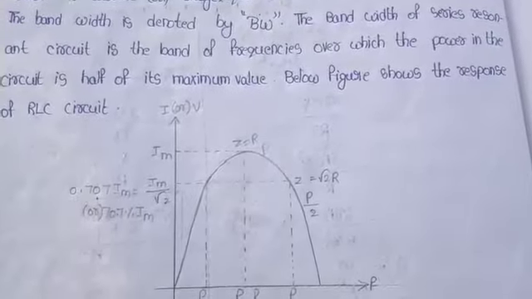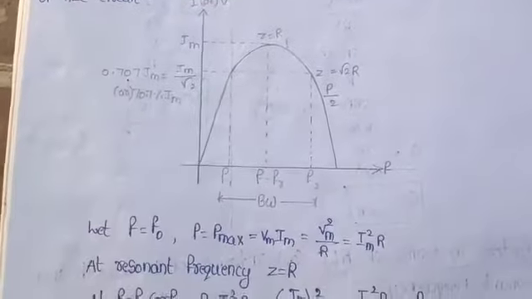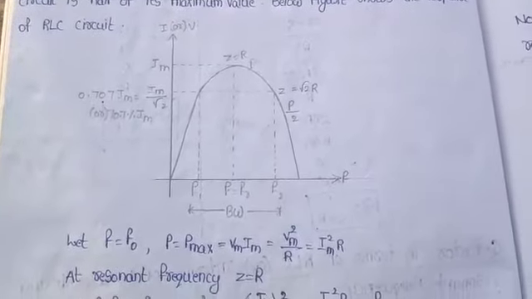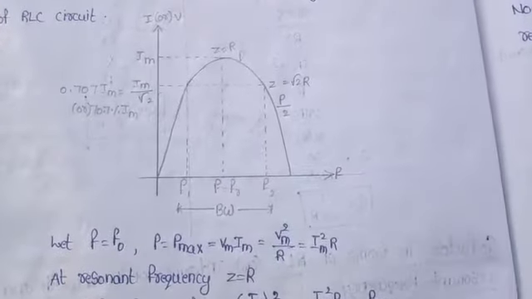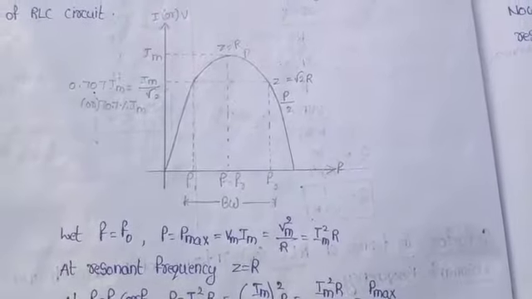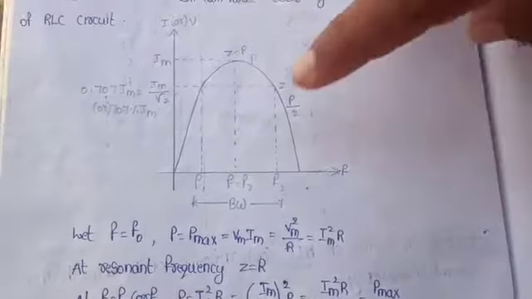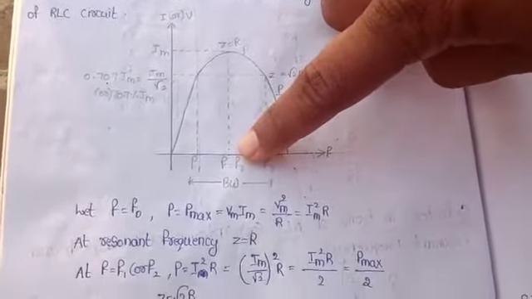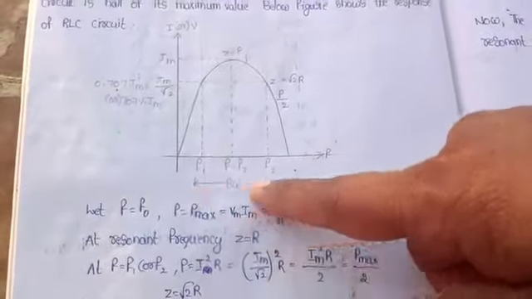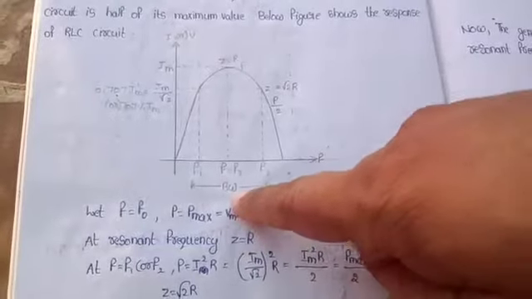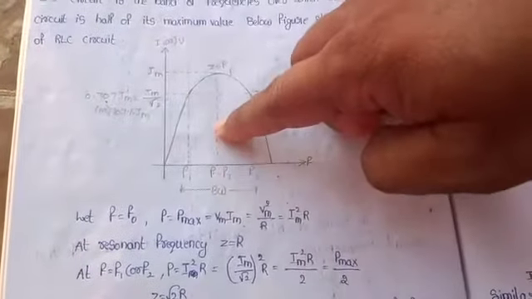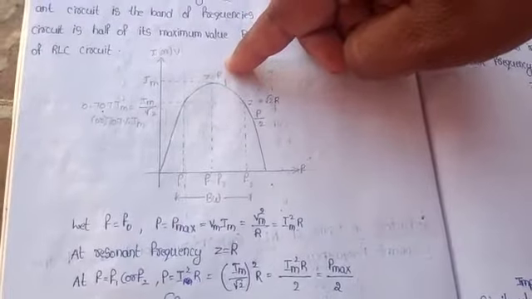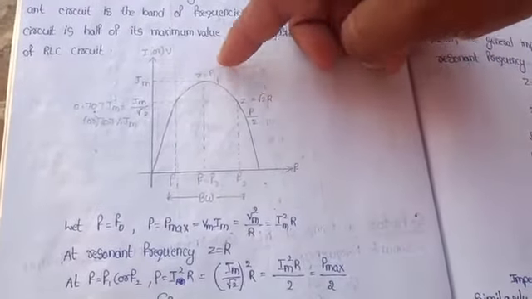So the below figure gives the response of the current and voltage with the variation of frequency, and it gives the bandwidth also. Here f1 is the lower cutoff frequency, f2 is the higher cutoff frequency, and f0 is the resonant frequency. The difference between these two frequencies is nothing but bandwidth. At resonant frequency, as we all know, Z is equal to the minimum value, that is R, and current is the maximum value, that is V by R.